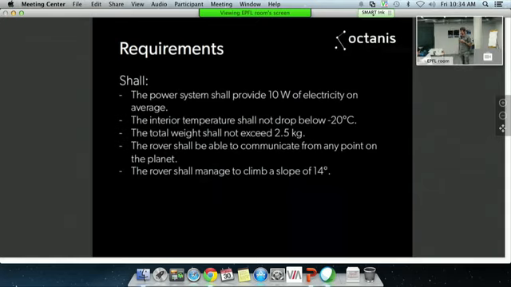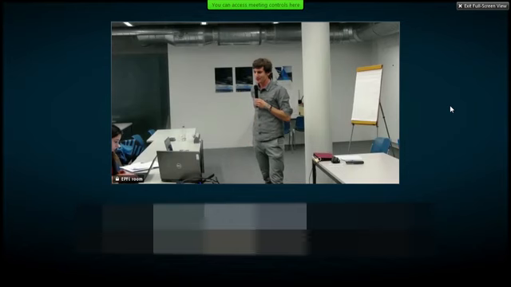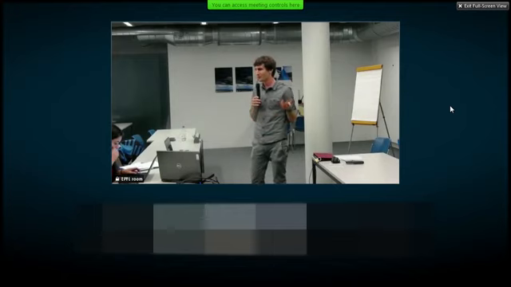And further down the V model will be the requirements. So we can look at some shall requirements. The power system of the rover shall provide 10 watts on average. We figured that out after writing down a power budget. We want to drive around, that will cost that much power, and that will be that much time during the day, and so on. So that was the number we came up with.